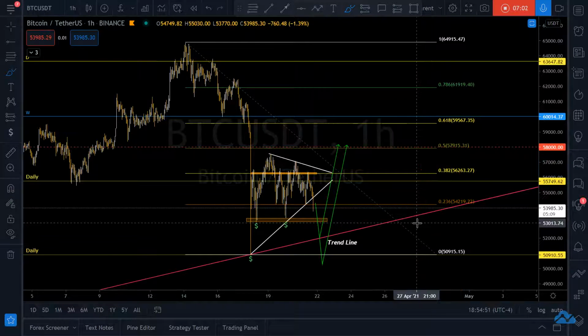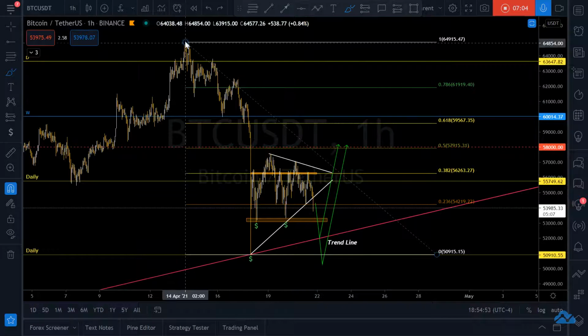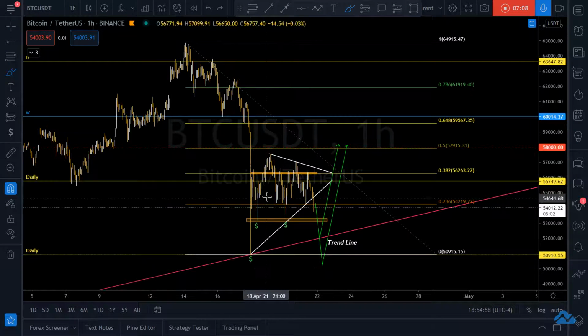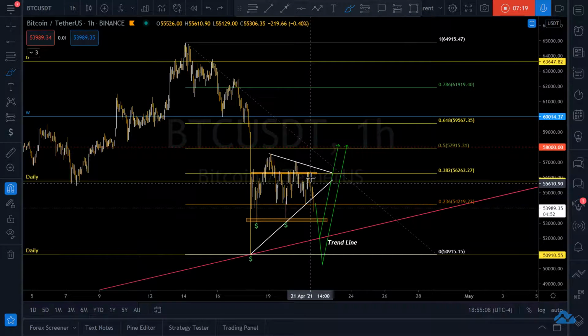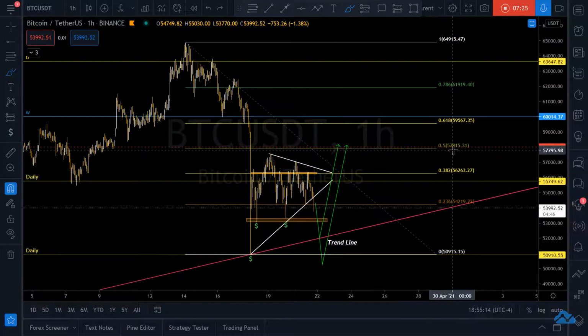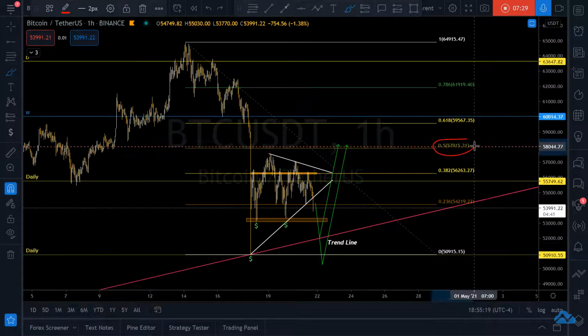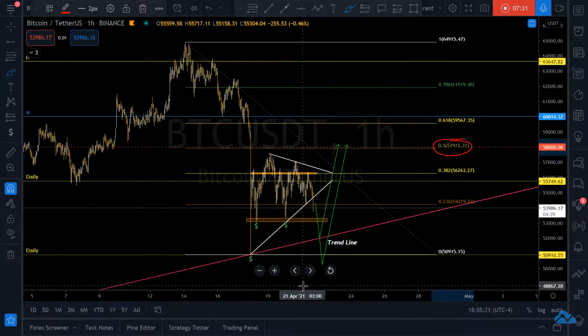Okay, when you pull the Fibonacci's from the swing high to the low, the Fibonacci levels are going to act as resistance as opposed to support. Okay, that's why we're running into this resistance here. Okay, now the very next line is call it 5,800. Okay, and this is the 50% retracement line.